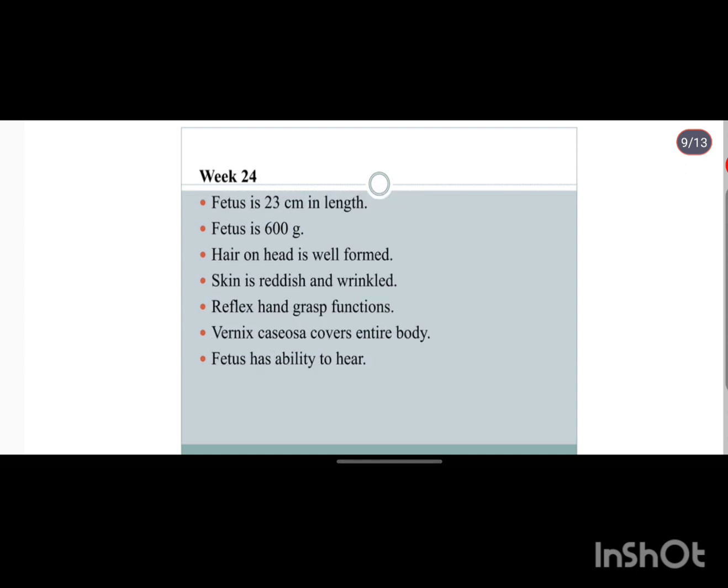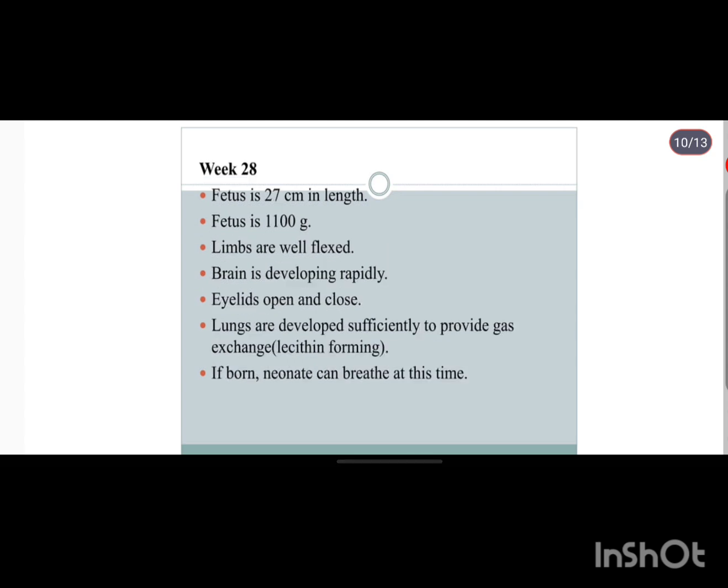At week 24, the fetus is almost 23 centimeters in length and 600 grams. Hair on the head is well formed, and the skin is reddish and wrinkled. Reflexes like the grasping reflex are present in the hand, vernix caseosa covers the entire body, and the fetus has the ability to hear. At 28 weeks, the fetus is almost 27 centimeters in length.